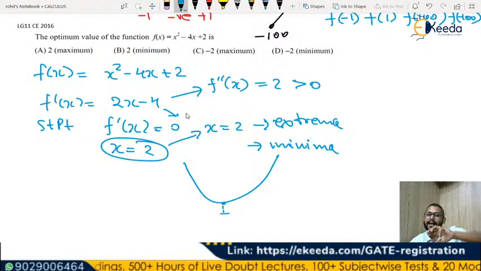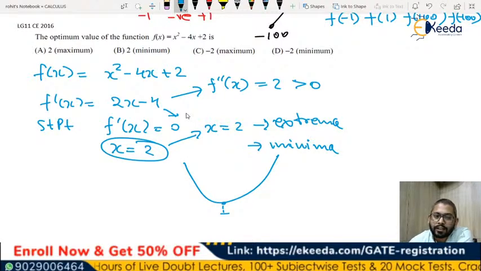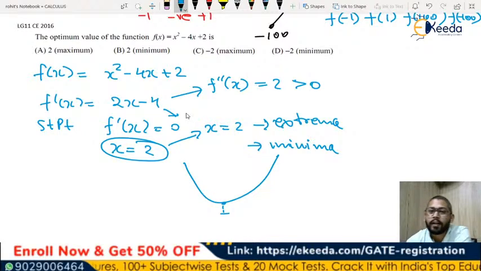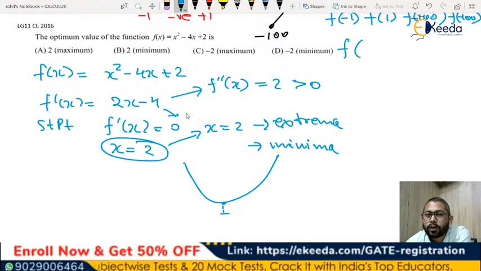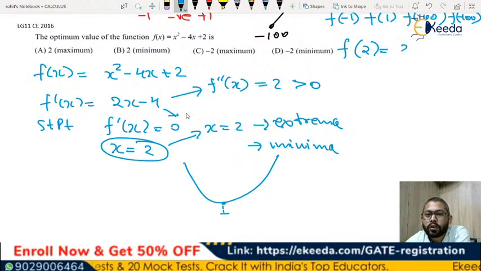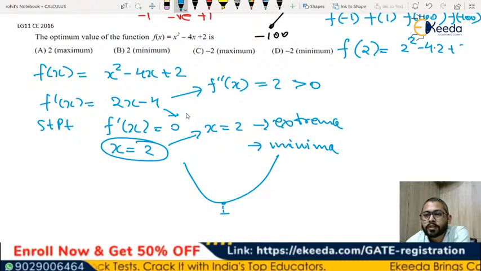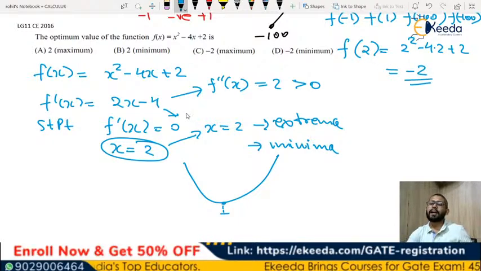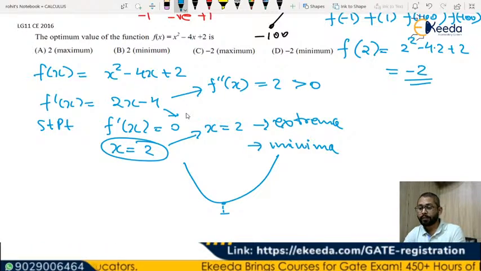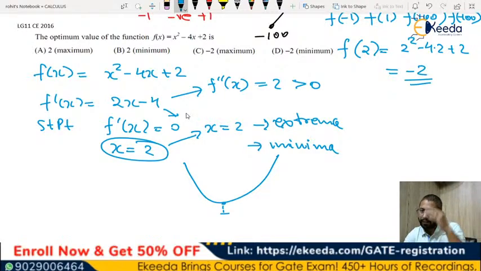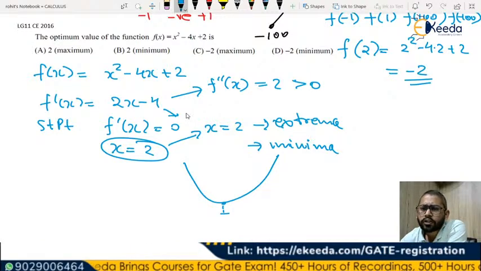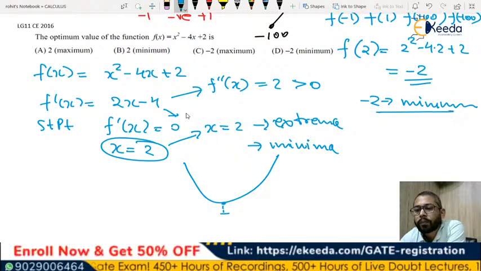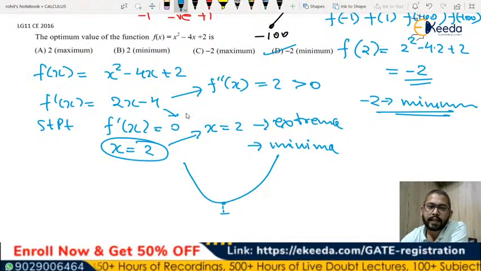What are they asking? They are asking the function value. So x equals 2 is a minima, fine, but they are not asking for the minima, they are asking for the minimum value. So the minimum value is going to be f of 2, which is 2 squared minus 4 into 2 plus 2. So there's 6 and minus 2. So minus 2 is an optimum value, the smallest optimum. So you can say minus 2 is the minimum value. So you can see option D is the answer, right?